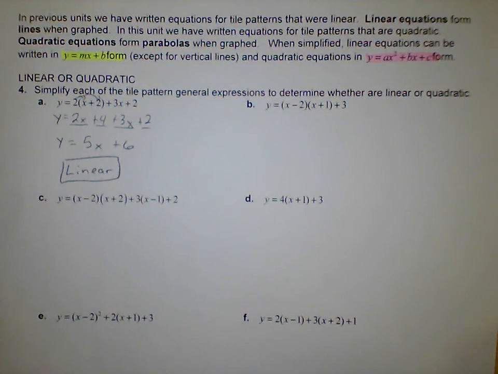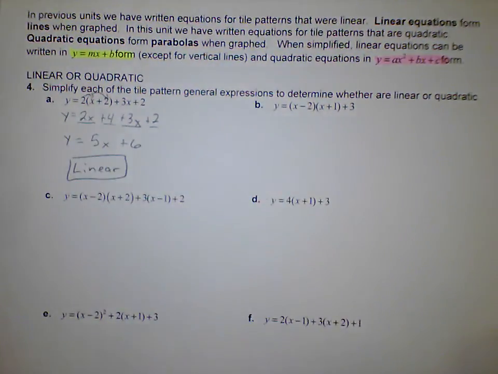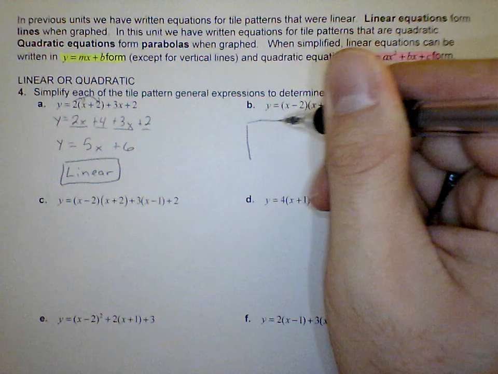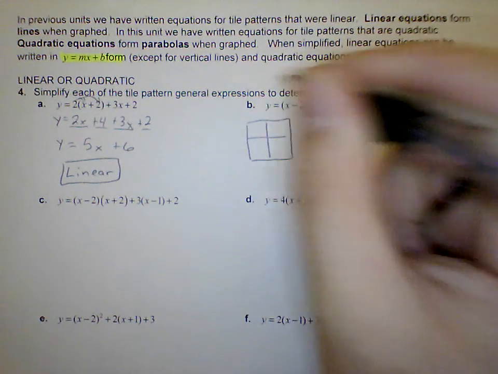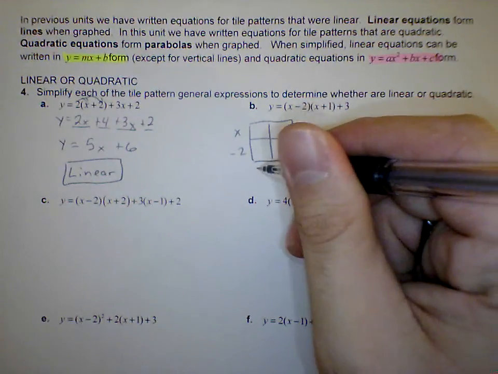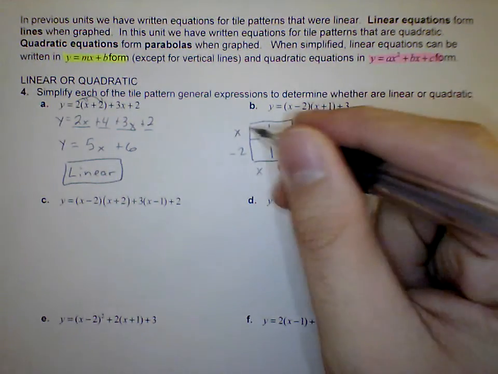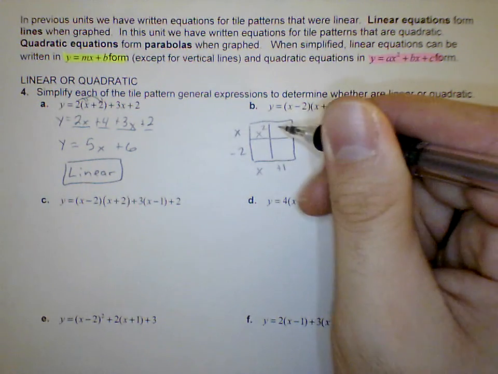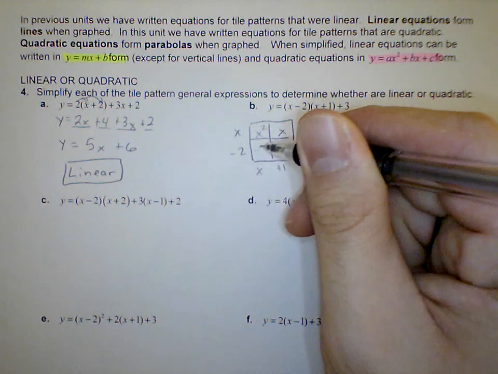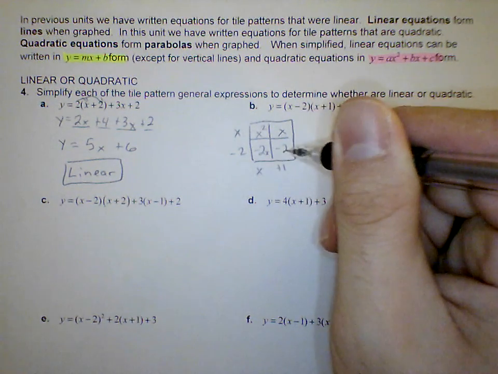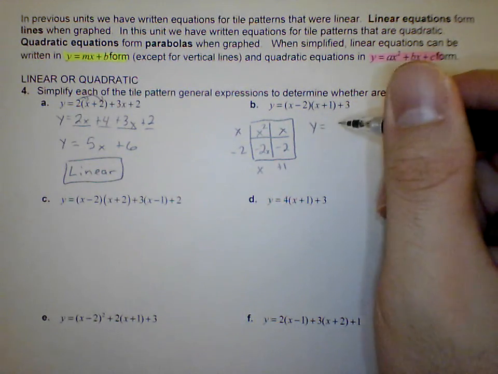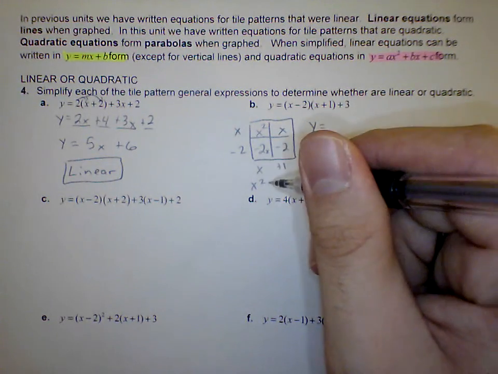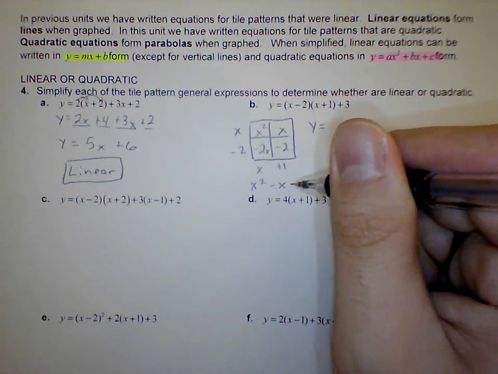Letter B. Okay, so for this one, we can't just distribute. So let's instead draw our box. x minus 2, x plus 1. So in this box, we're going to do x times x, get x squared. Over here, x times 1, that'll be x. Negative 2 times x is negative 2x. And negative 2 times 1 is negative 2. So this is going to change to y equals, you have x squared, and x minus 2x is going to be a negative x minus 2.